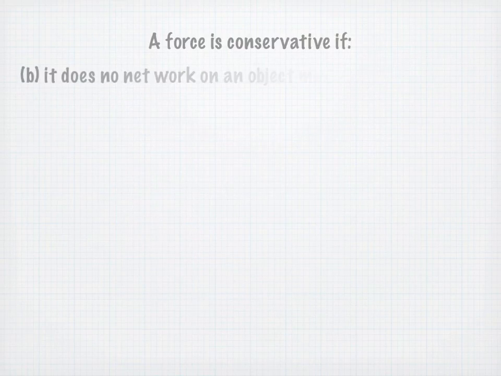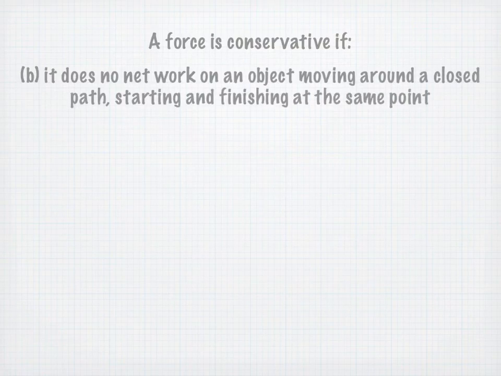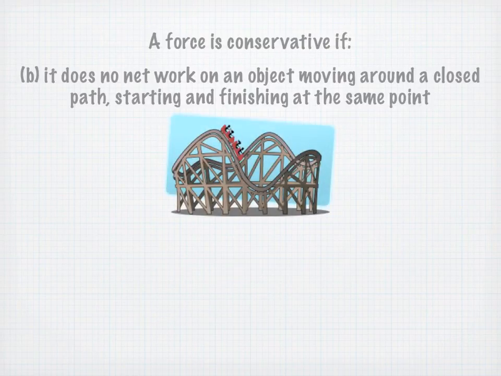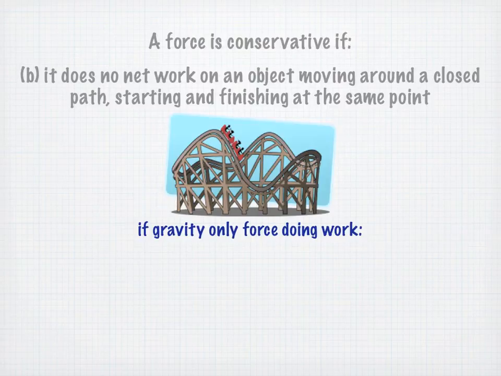A force is conservative if it does no net work on an object moving around a closed path, starting and finishing at the same point. A roller coaster is a good example of a closed path. Let's consider the gravitational force again as the only force doing any work on the roller coaster cars. There are, of course, other forces acting on the cars, but we're examining the gravitational force only to see if it meets this requirement as a conservative force.